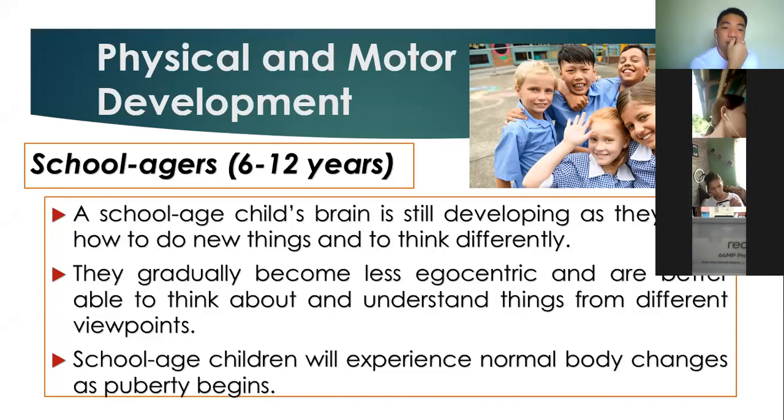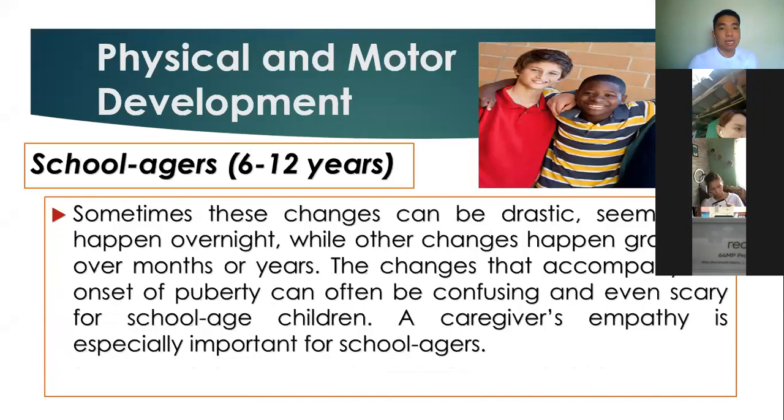Okay? As expected, school-age children will experience normal body changes as puberty begins. Sometimes these changes can be drastic, seeming to happen overnight, while other changes happen gradually over months or years. The important thing for school ages is that caregivers' empathy is especially important. At this stage, with changes in their body, they may be confused. So you need your caregivers' empathy; it is really important.